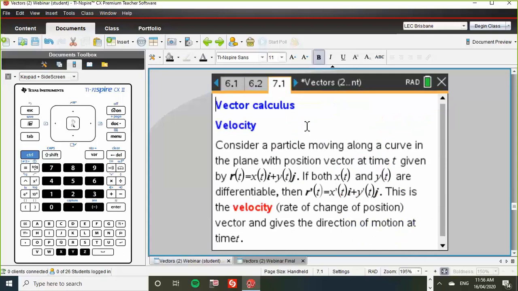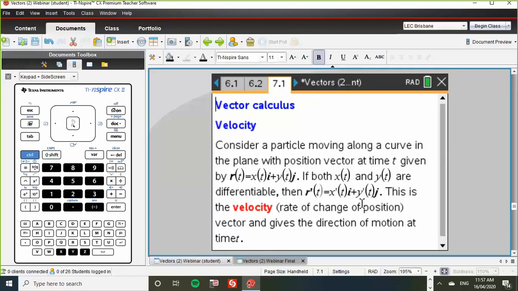Okay, last couple of minutes, we'll just talk about vector calculus, which hopefully you've done in first term. If you haven't, you'll do it in this term. So velocity: consider a particle moving along a curve in the plane with position vector at time t given by that. What we do is we differentiate x of t and y of t, and if they can be differentiated, then we can form another vector. You may notice in your textbook and in exams that could be expressed as r dot of t equals x dot of t i plus y dot of t j.